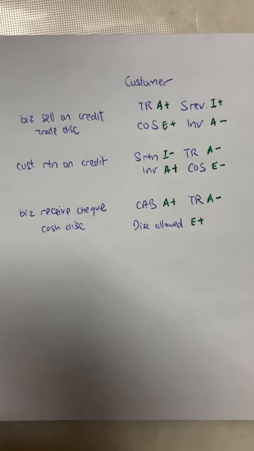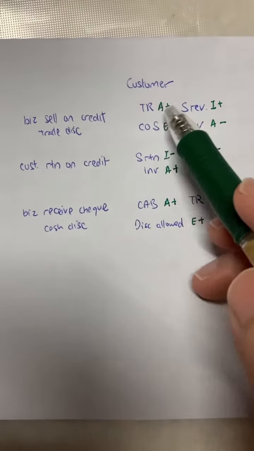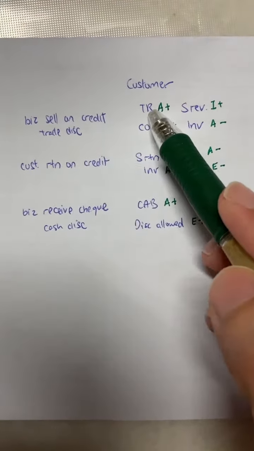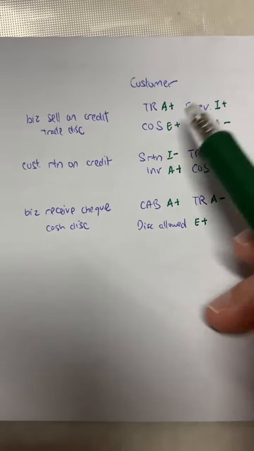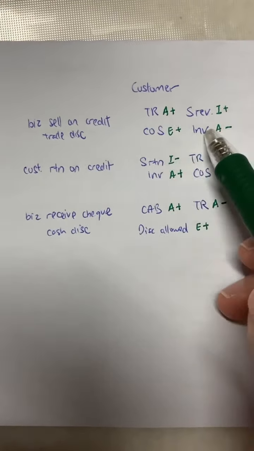That is how we actually count with our debit credit. So that's why when you sell on credit, you debit trade receivable, credit sales revenue. These two are the same thing, same amount. Then you debit cost of sales, credit inventory.